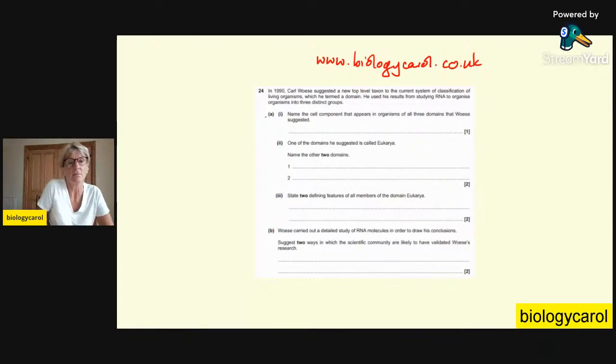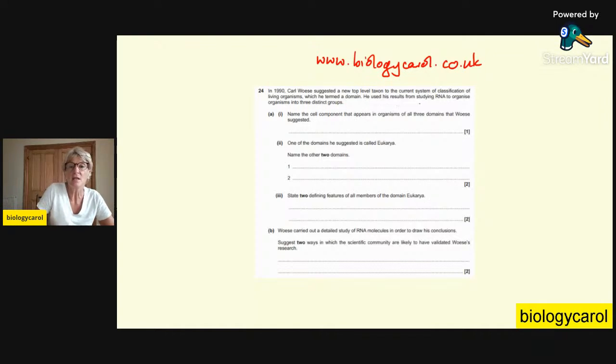Anyway, back to the exam. In 1990, Carl Woese suggested a new top-level taxon to the current system of classification of living organisms, which he termed a domain. So you will know the kingdom, phylum, class, order, family, genus, species, that order that you've learned so far, and then Carl Woese went and added another one on the top, which is a tad annoying, isn't it, to be quite frank.